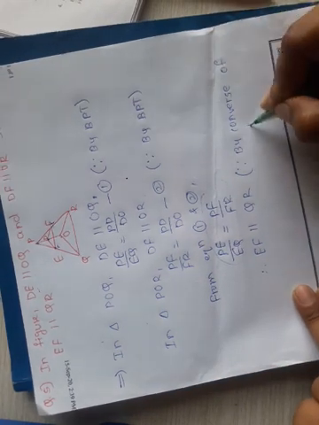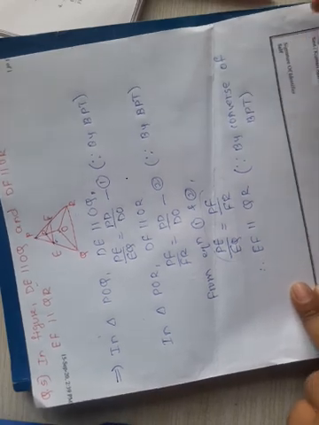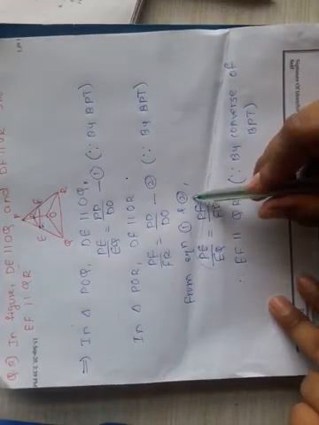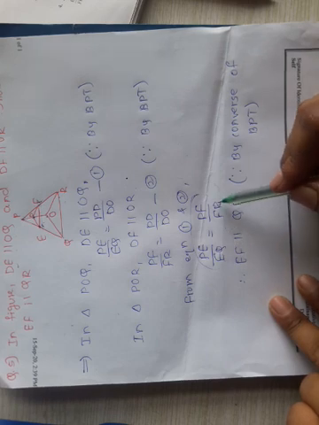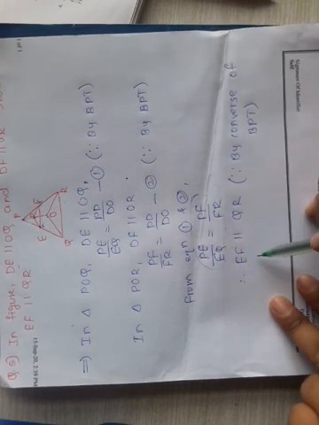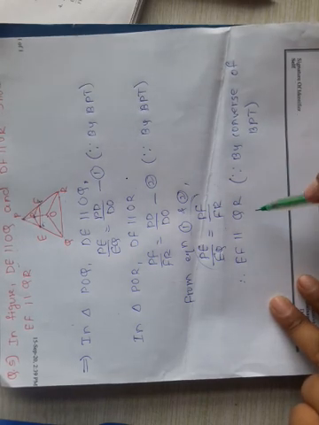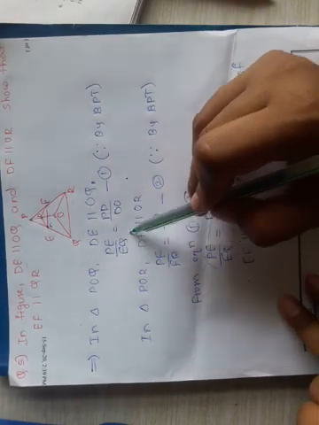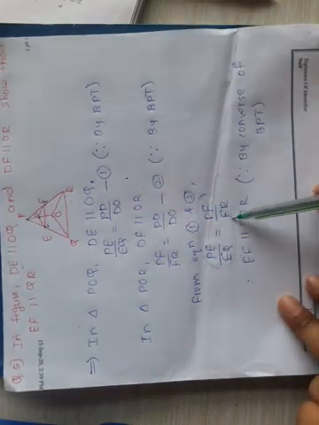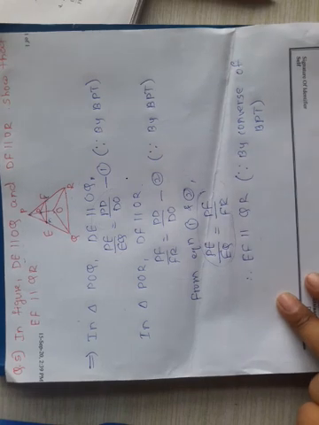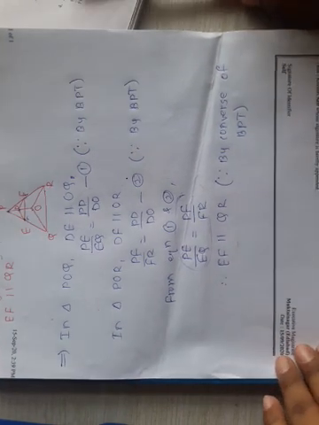So write down here, since by converse of BPT. By using the converse of BPT, from equation 1 and 2 the ratios are equal, and therefore we can say that the lines must be parallel. If the lines are parallel, then the ratios are equal, and if the ratios are equal, then the lines must be parallel. So this is all about our question number 5.